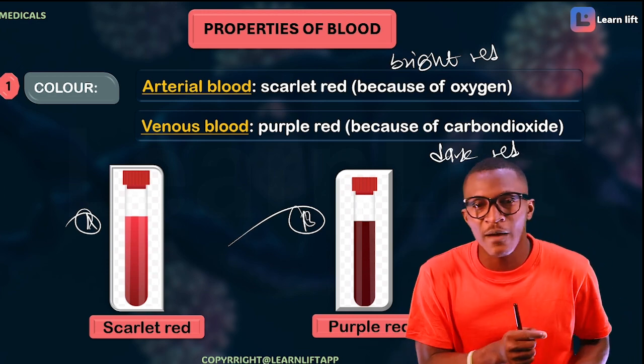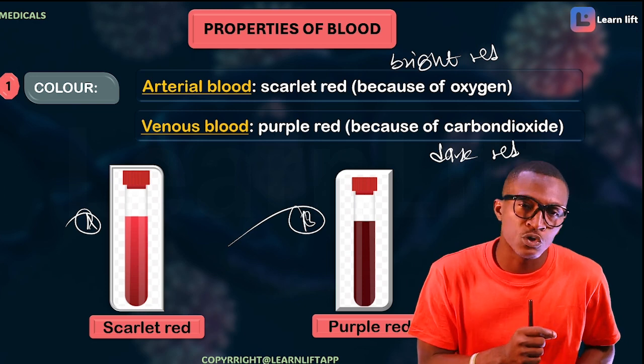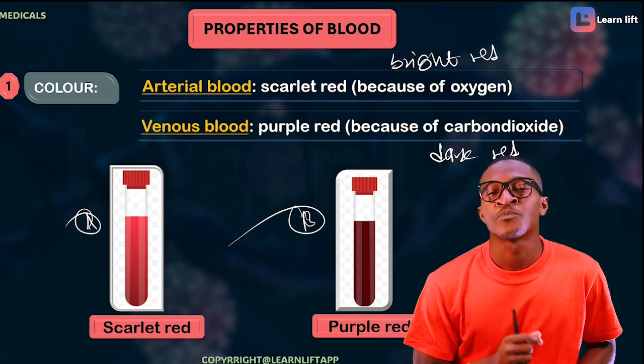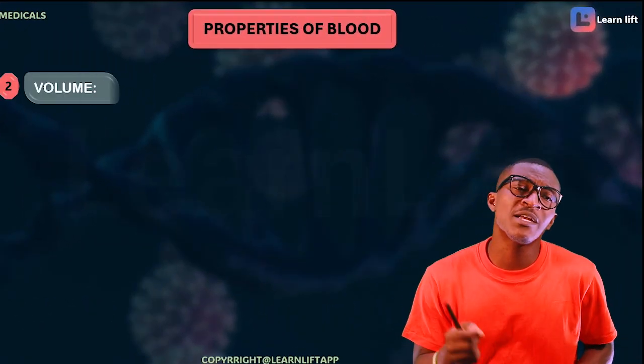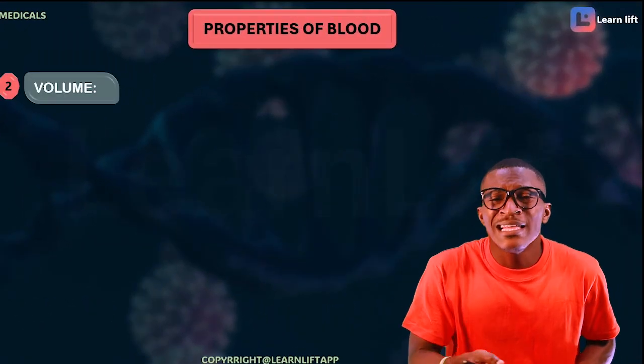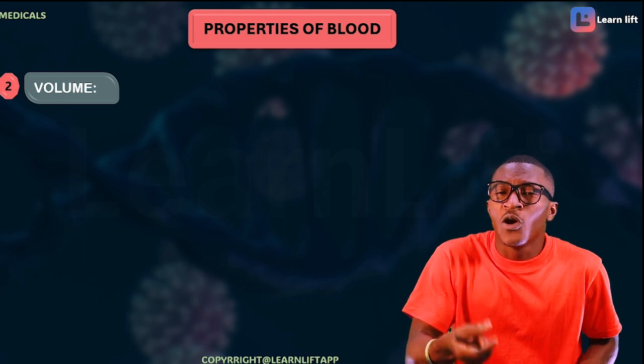Scarlet red is for arterial blood, while venous blood is a purple red. Now let's take the next property of blood. The second property of blood is volume. Now what volume of blood do we have?